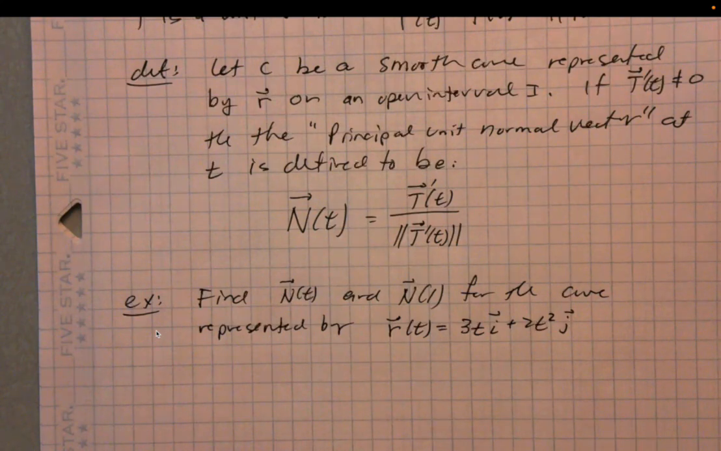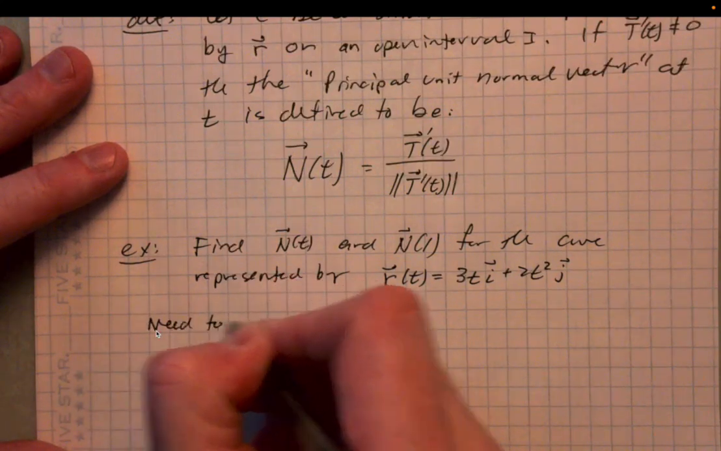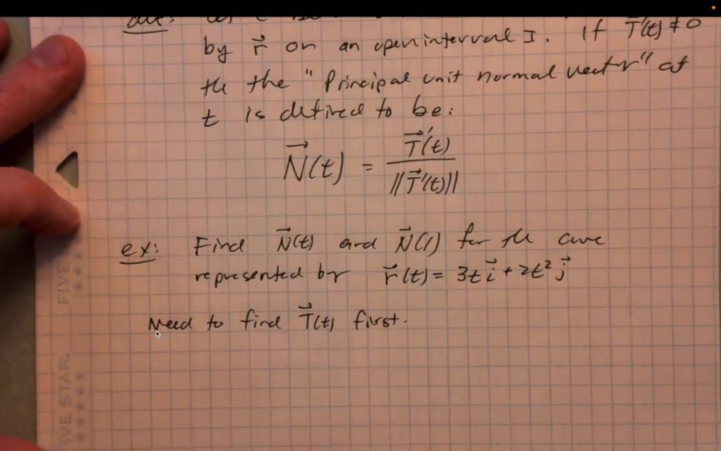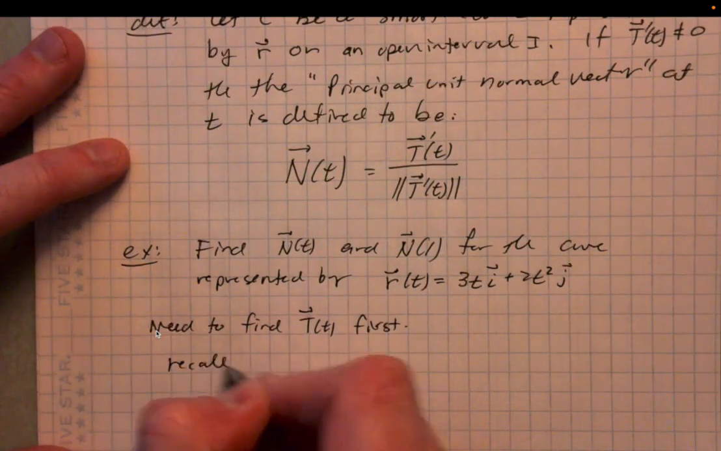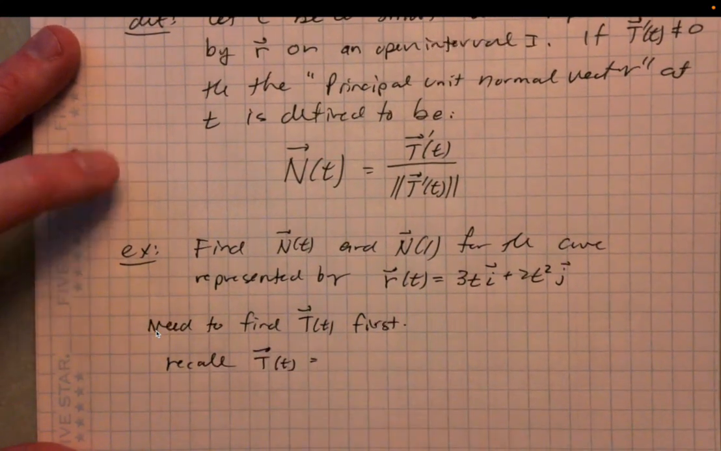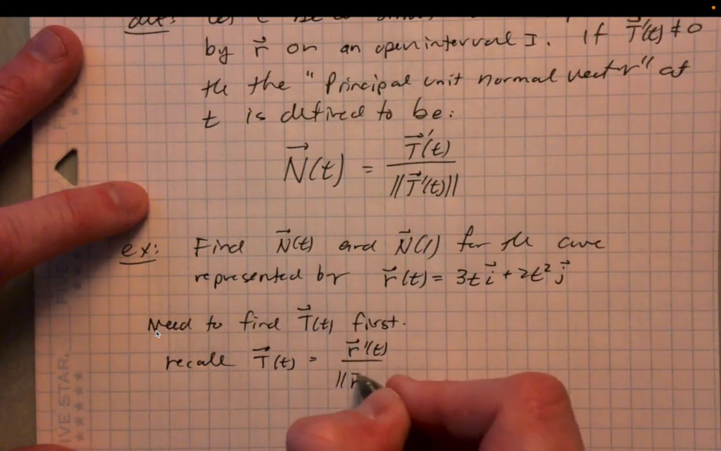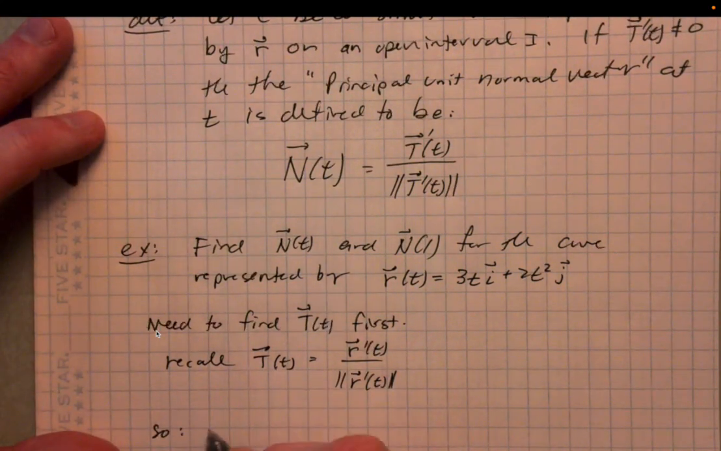Okay, so first, in order to find the principal unit normal vector, we're going to need the unit tangent vector, right? So we need to find T of t first. Okay, and so let's remember what T of t was. It's going to be equal to the derivative over the norm of the derivative. Okay, so we need r prime.